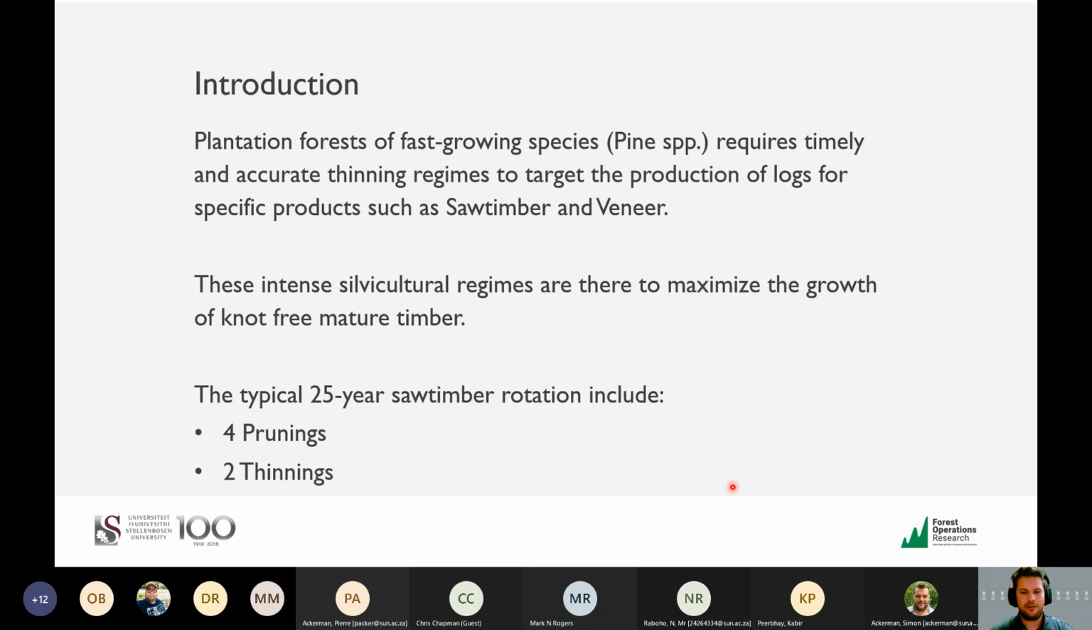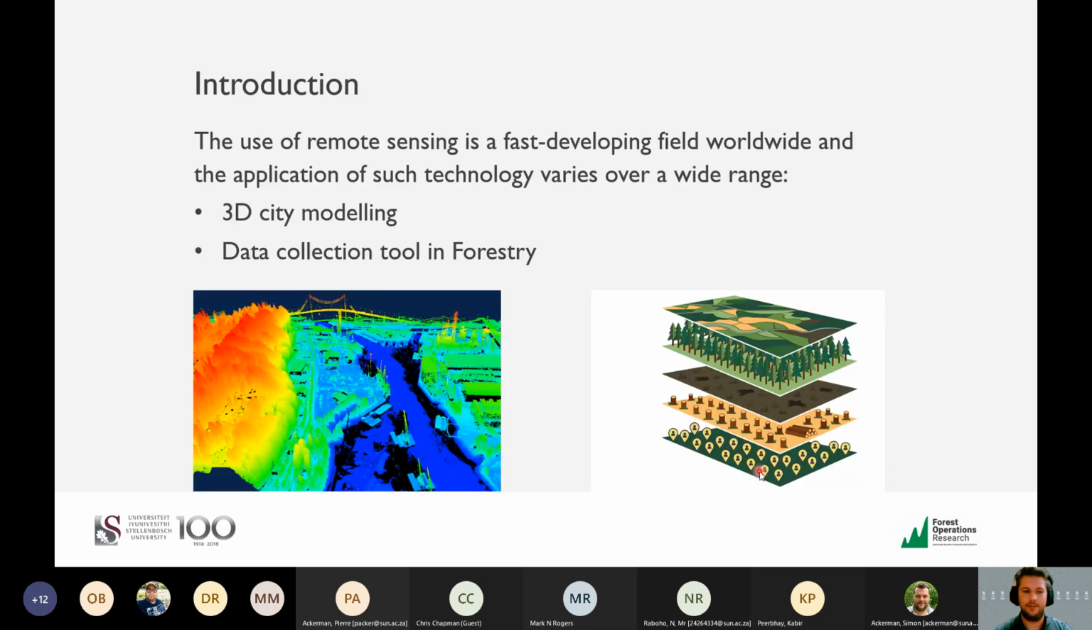Plantation forestry of fast-growing species requires timely and accurate thinning regimes to target the production of logs for specific products such as saw timber and veneer. These intensive silvicultural regimes are there to maximize the growth of knot-free timber to be used in these specific products. The typical saw timber rotation in South Africa consists of 25 years, including up to 4 prunings and 2 thinnings.